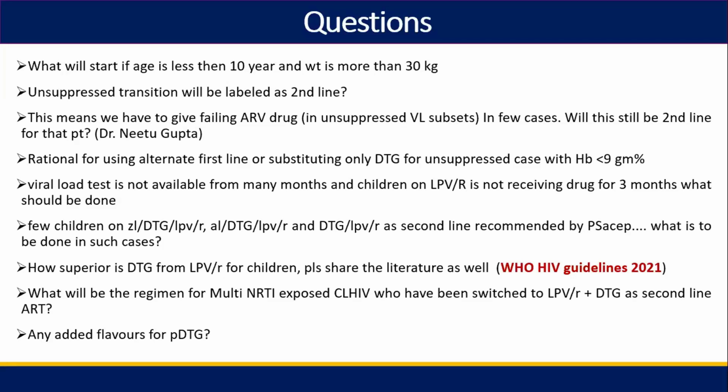Few children are on ZL DTG lopinavir ritonavir, AL DTG lopinavir ritonavir, and DTG lopinavir ritonavir as second line recommended by PSASIP. What is to be done in such cases? So they are already on a DTG-based regimen, so nothing needs to be done on this. We have to continue on DTG.